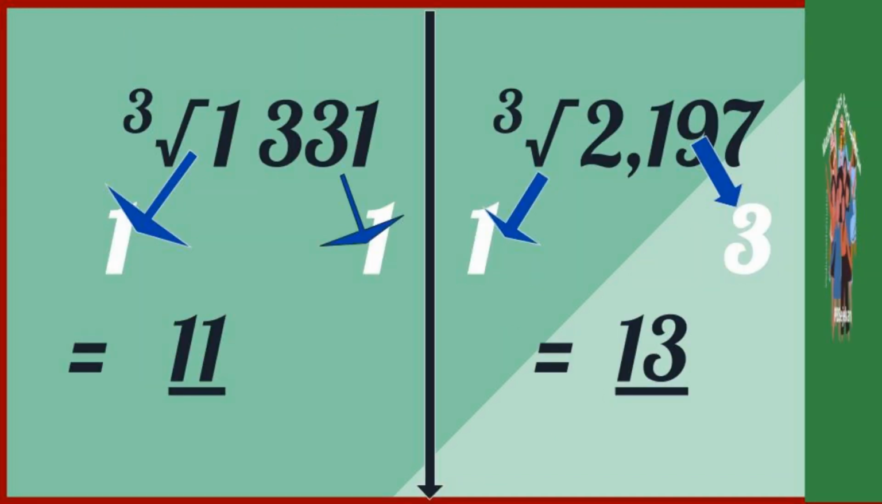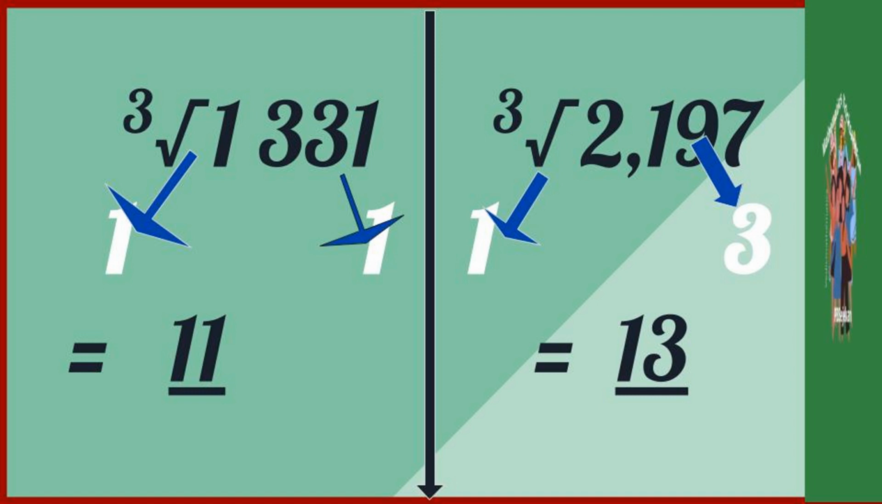Here, the cube root of 1331 is shown. There are 2 groups, 1 and 331. The first group, 1, gives the first digit. 1 cubed is 1, so the first digit is 1. For the last digit, 331 ends in 1. So the cube of a number which ends in 1, naturally ends in 1. So the answer is 11.